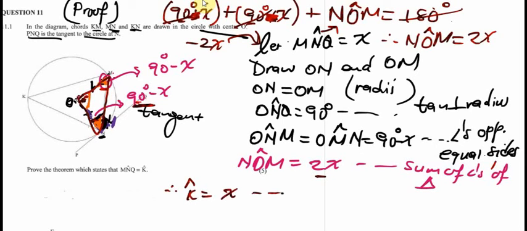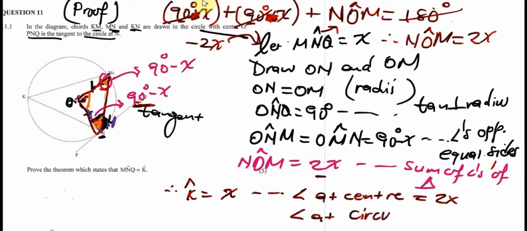Reason: angle at center is equal to twice the angle at circumference. So you can just say circum. So if this angle is 2x, this should be x, because you have to half the angle at center to get the angle at circumference.